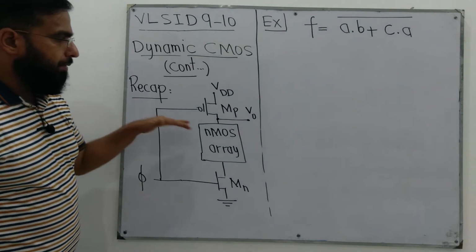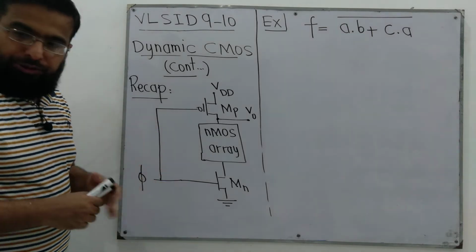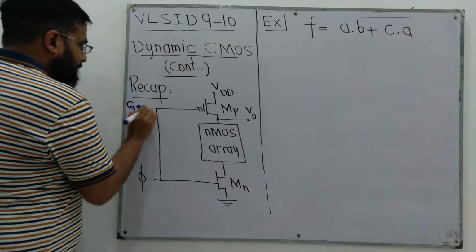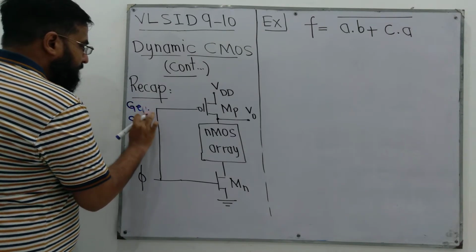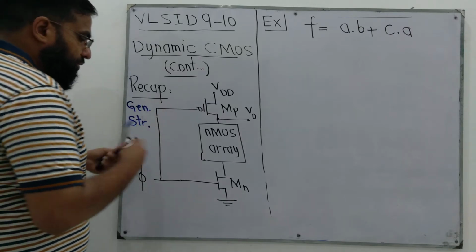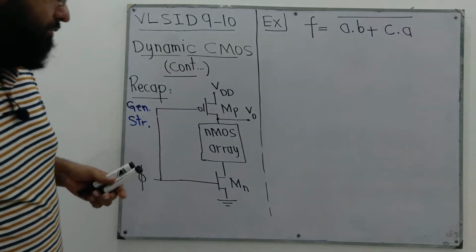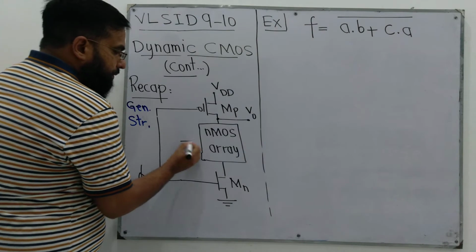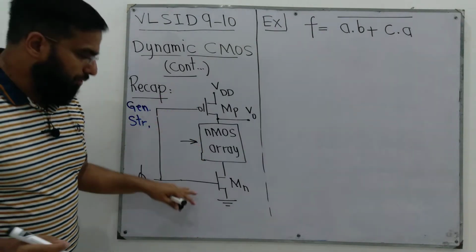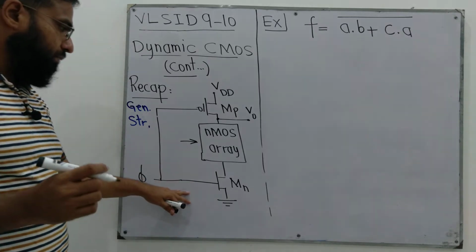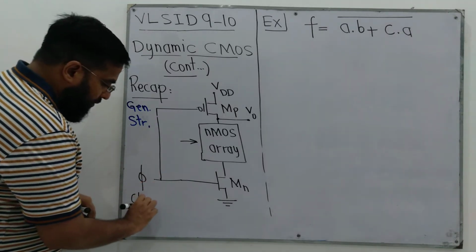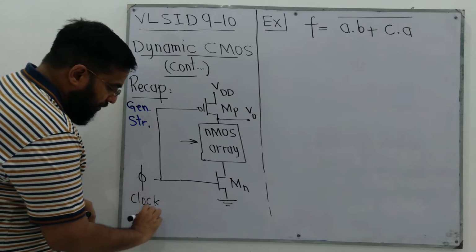The recap is the general structure of a dynamic CMOS circuit. We have this NMOS array, the same NMOS array as we have in CMOS, plus two gating transistors. The upper one is the PMOS, the lower one is an NMOS transistor, and they are connected to phi, where phi is a clock which turns on and off.